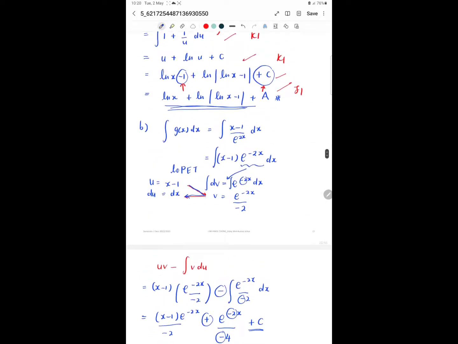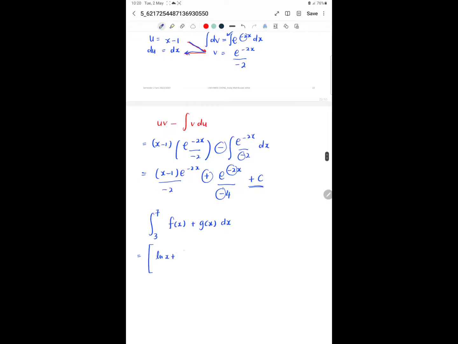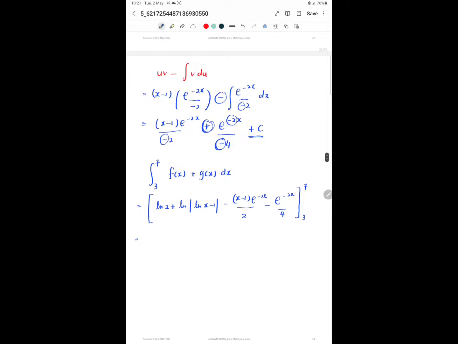That is ln x plus ln (x minus 1). Okay, g(x) now is minus, the negative we just put above, (x minus 1) e power of negative 2x over 2. Plus, positive and negative gives negative, so e power of negative 2x over 4, close the bracket, write down the limit, 3, 7. Alright, so now we're going to substitute one by one, 7, then 3.